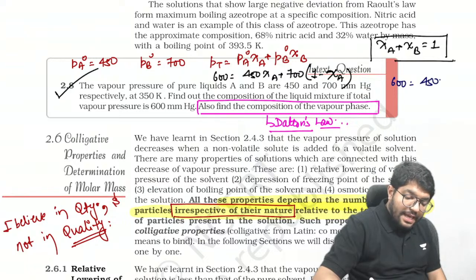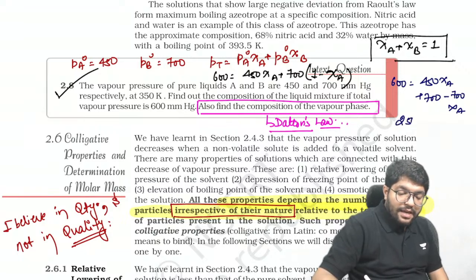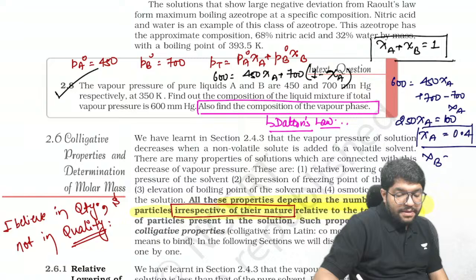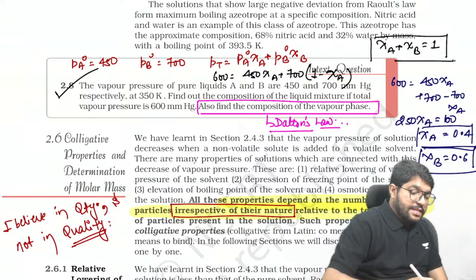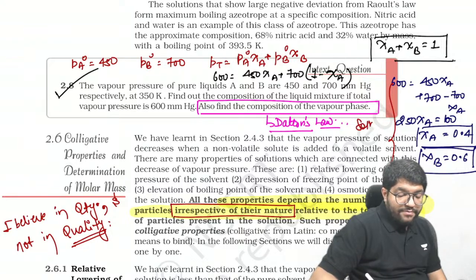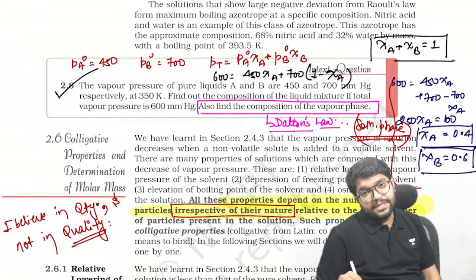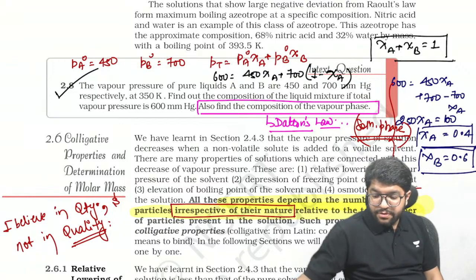600 is 450 chi A plus 700 minus 700 chi A, which says that 250 chi A is equal to 100. Chi A is going to be 10 upon 25, 2 upon 5, 0.4. And therefore chi B is going to be 0.6. But again, this is all in the solution phase. Why? Because, sir, my Raoult's law is applicable for solutions. Done, sir? Sorted, sir? Very good, sir. This is done. Correct? Solved question done.